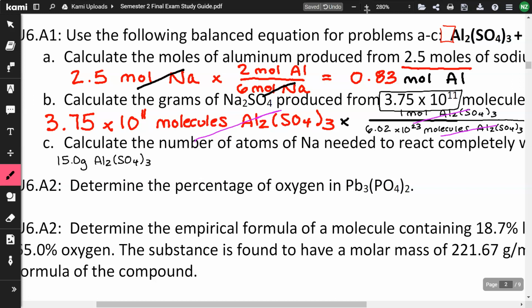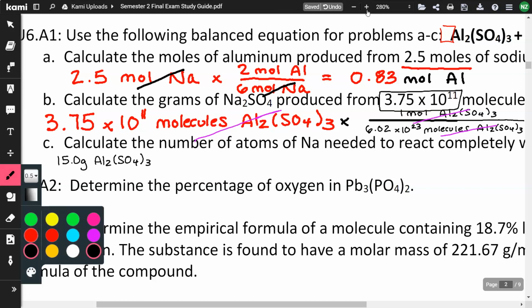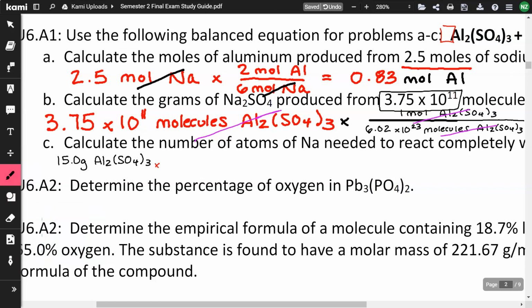Okay, we need to convert to moles. We can't do anything in grams. We need to convert to moles. So let's do that. I would need the molar mass. So I need to look that up just for time. It's 342.17 grams. All right, that's how many grams are in 1 mole.